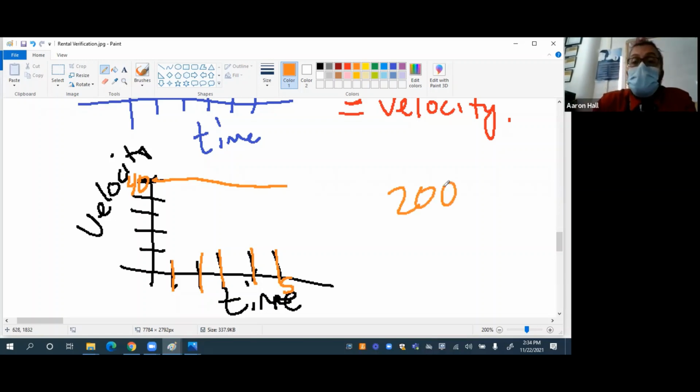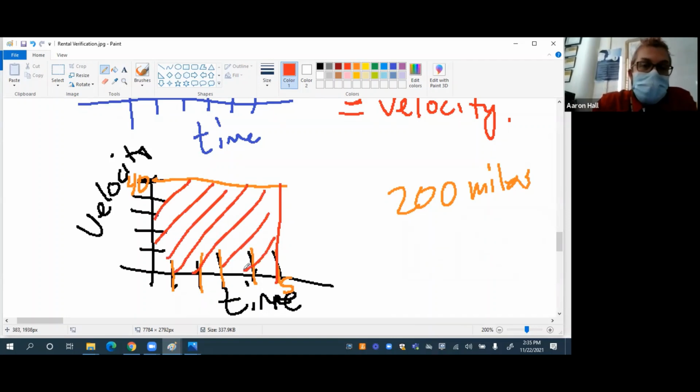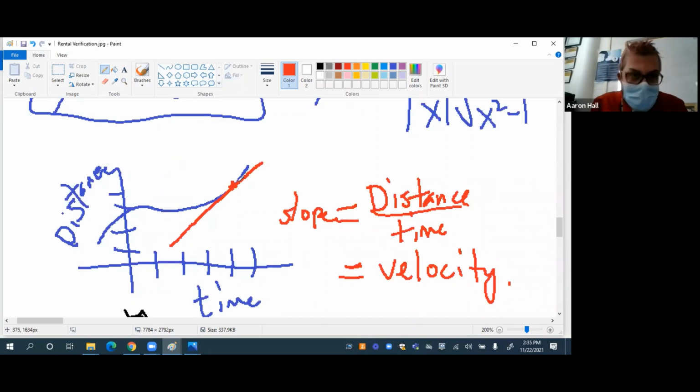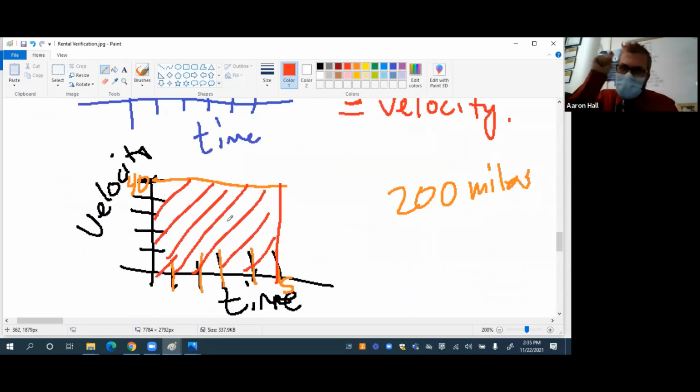How did you get 200 miles? That is a crazy idea. It took Isaac Newton a while to wrap his head around that. The inverse of an instantaneous rate of change is area? What? That's sort of a cool idea.